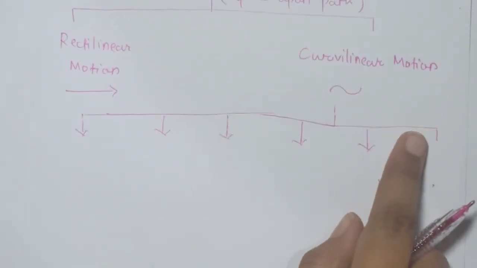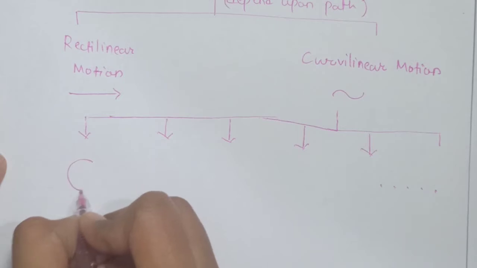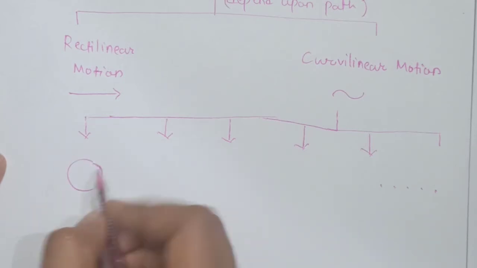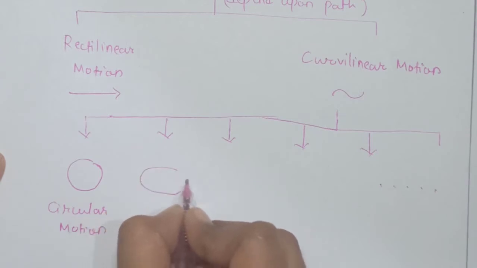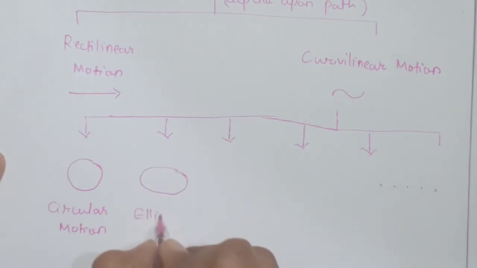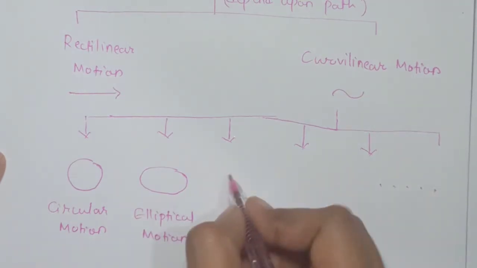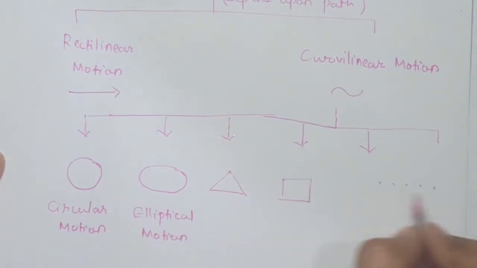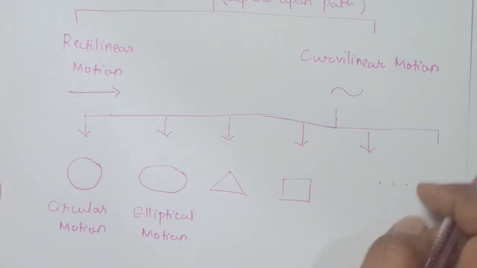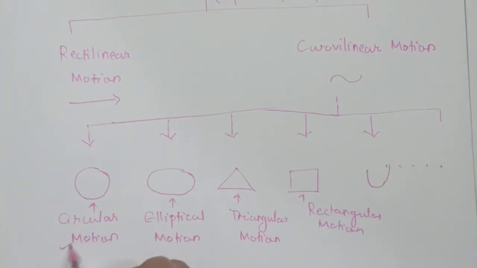Curvilinear motion is further divided into various types of motion. For example, if an object is following a circular path, that type of motion is circular motion. If an object is following an elliptical path, then that type of motion is elliptical motion, and depending upon the various geometric shapes, for example triangular, rectangular, and so on, that type of motion can be classified according to its geometric shape. And we are studying circular motion in detail.